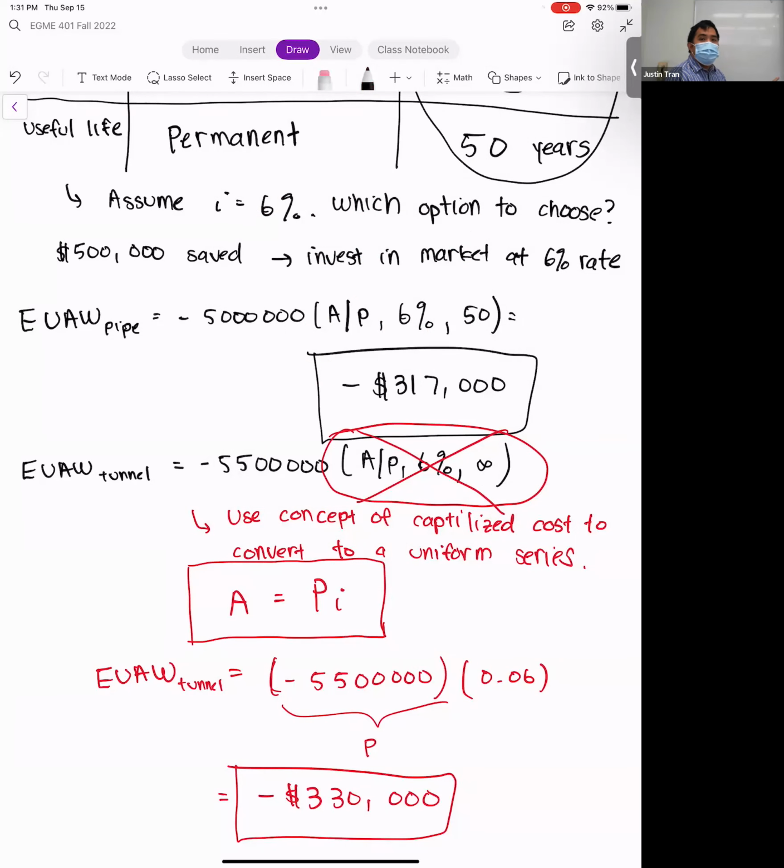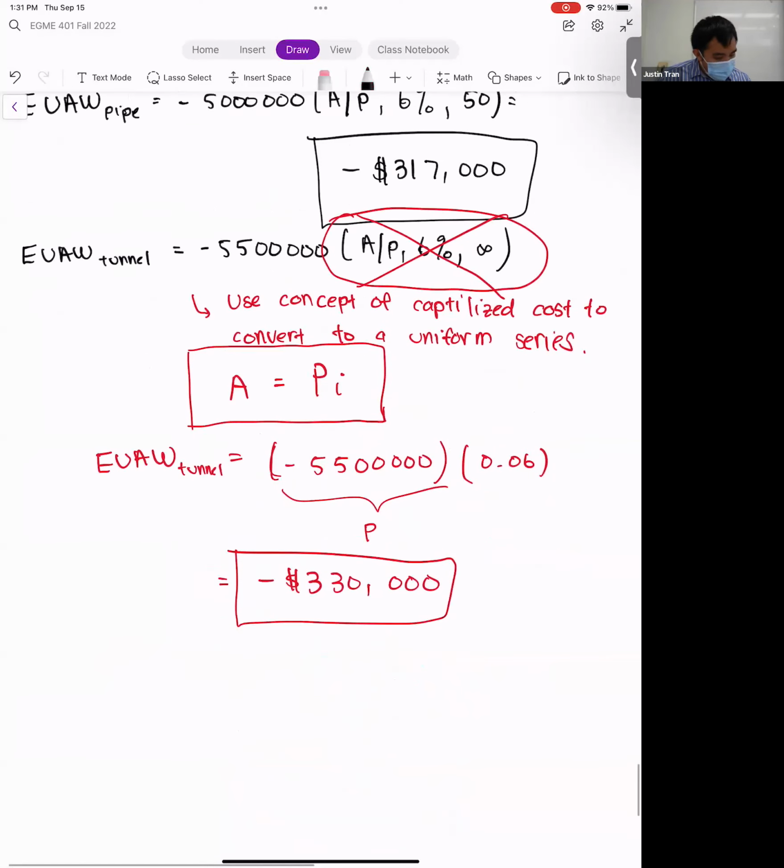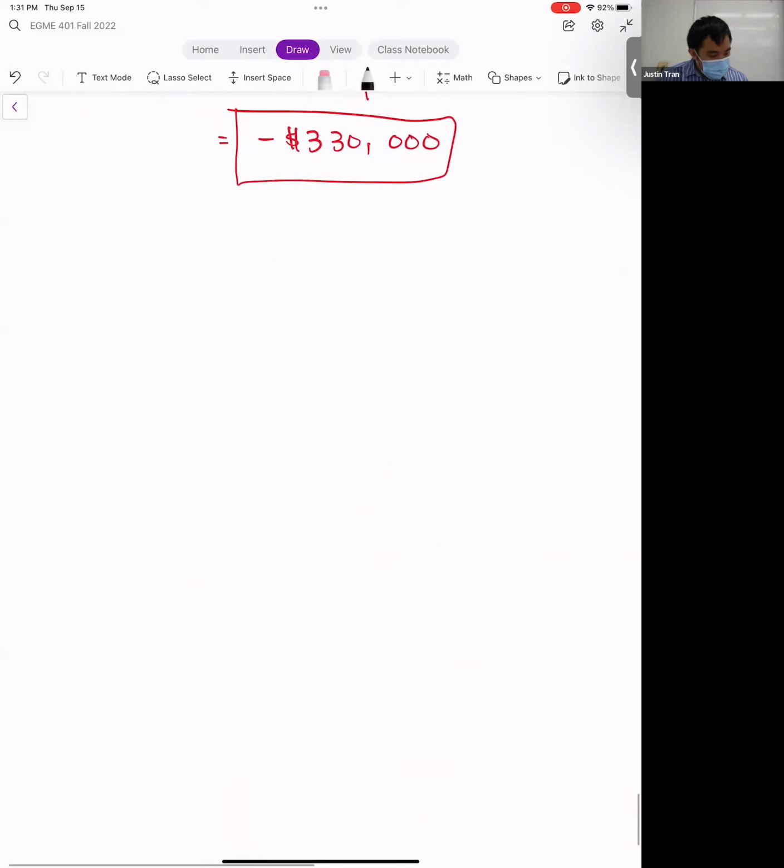All right, any questions on this example here? Okay. All right. So that's what you would do if you have an infinite life. Let's talk about some cases when you have an early salvage value. So these are cases when you have some other analysis period.